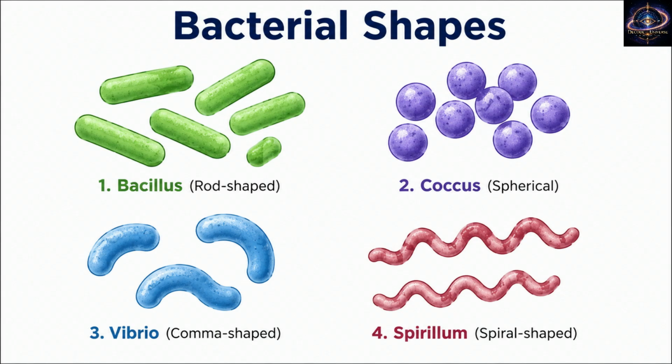Part 7, Bacterial movement. Some bacteria move using flagella. Flagellum has 3 parts. 1 filament, 2 hook, 3 basal body. Pili and fimbriae help bacteria attach to surfaces or host tissues. Easy example. Flagella are like propellers of a boat. Fimbriae are like tiny hooks that help bacteria stick.